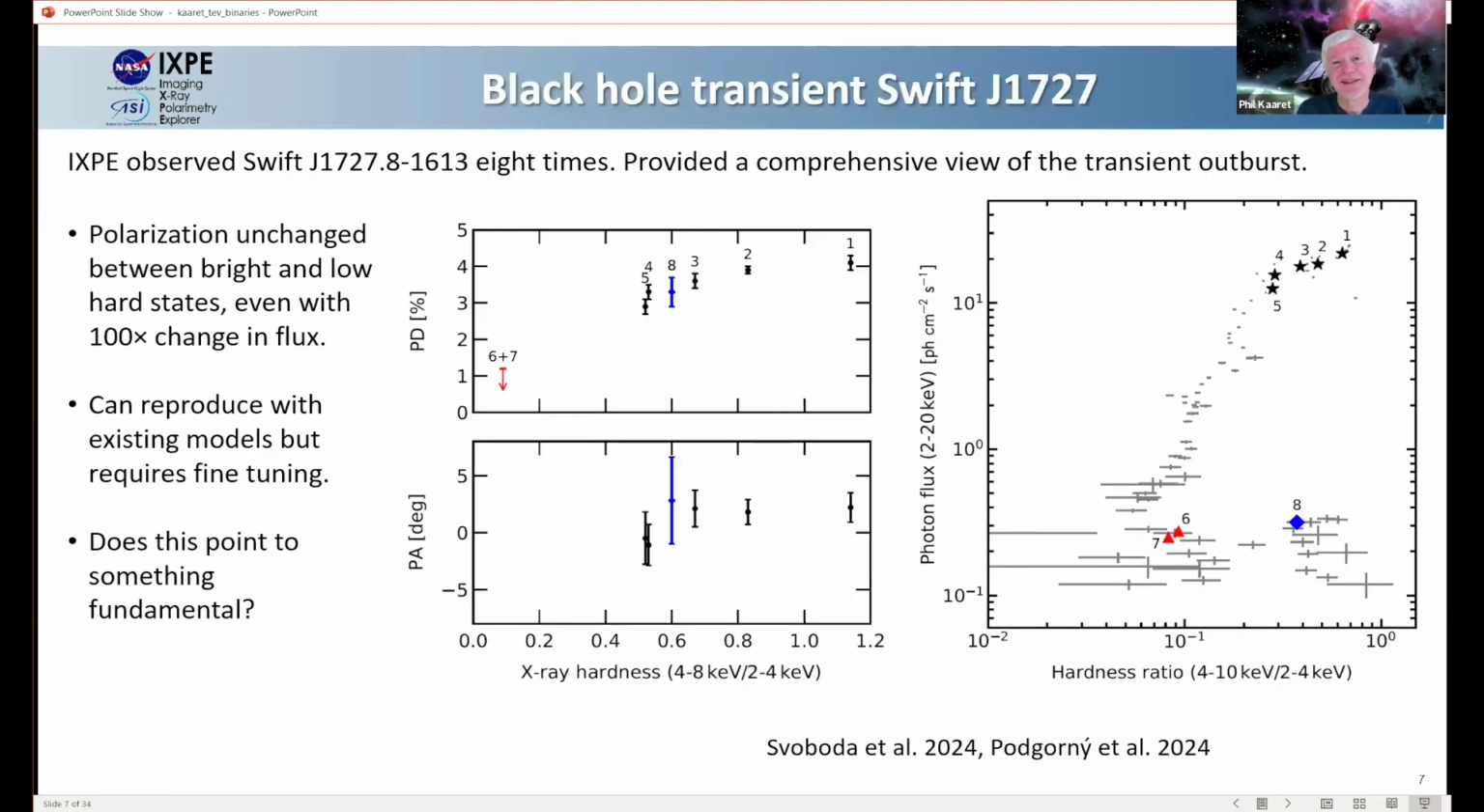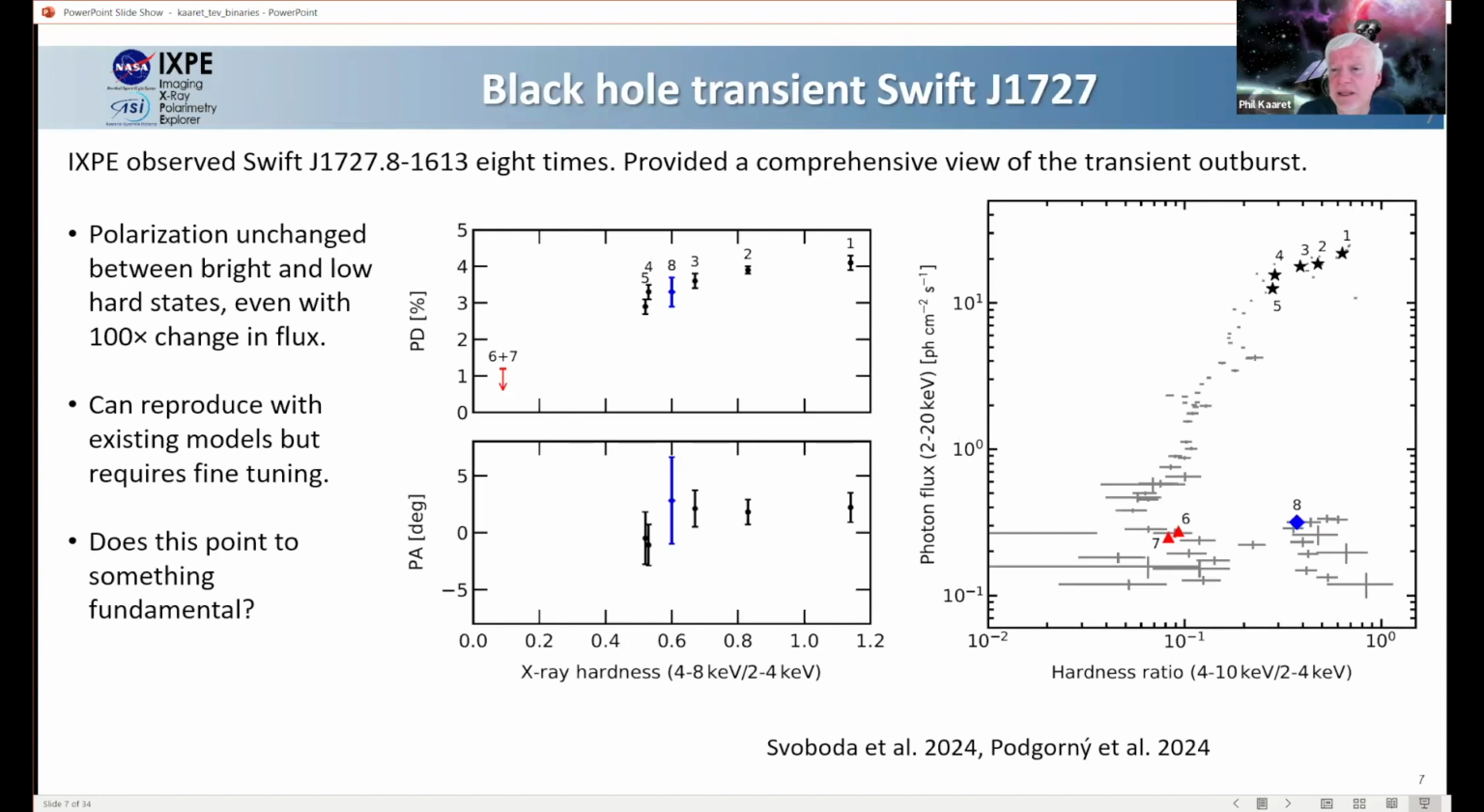Okay, so I'm actually not going to quite leave black holes yet, but IXPE observed Swift J1727 8 times. This is a transient that went off in 2023 during the prime mission, and then stayed bright until the first cycle of the general observer phase. And you can see over on the right side, there's the hardness intensity diagram. So the X-ray hardness in those particular bands is plotted on the horizontal axis. The photon flux is plotted on the vertical axis. And the IXPE observations are marked with stars and numbered in sequential order.